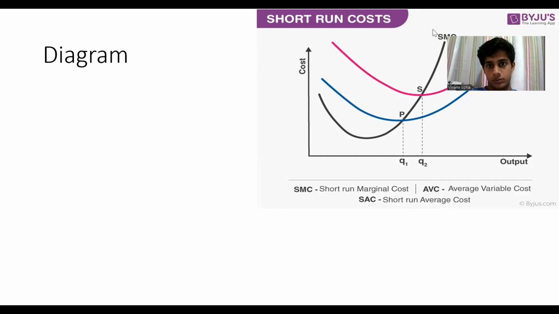And this is the diagram of the short run cost. There's cost on the y-axis and the output on the x-axis. So they've derived the short-run marginal cost, average variable cost, and the short-run average cost as well. So what can be the definition or the formula of average cost? Can it be average cost equals total cost divided by marginal cost? Is it so?